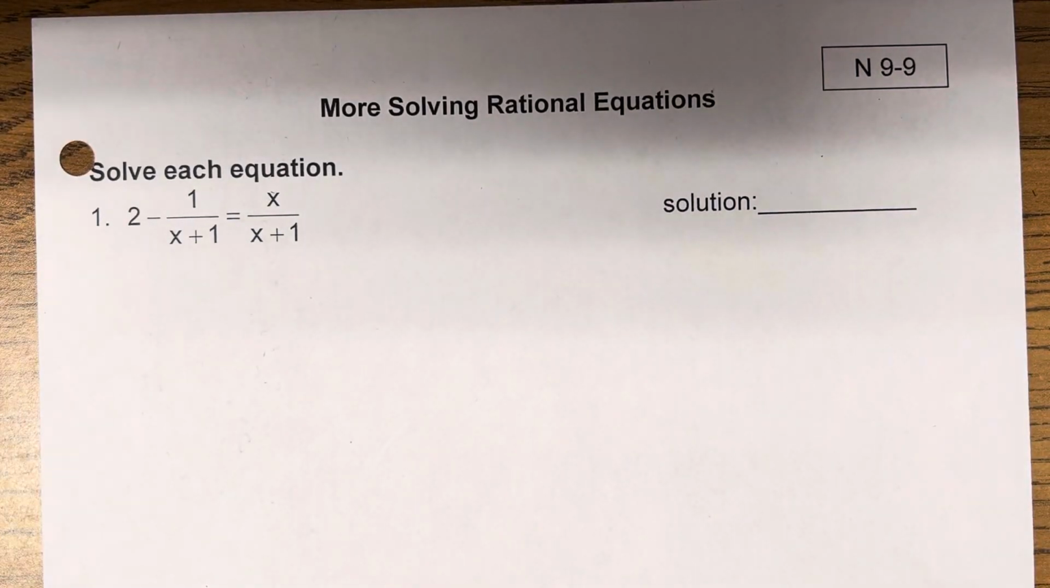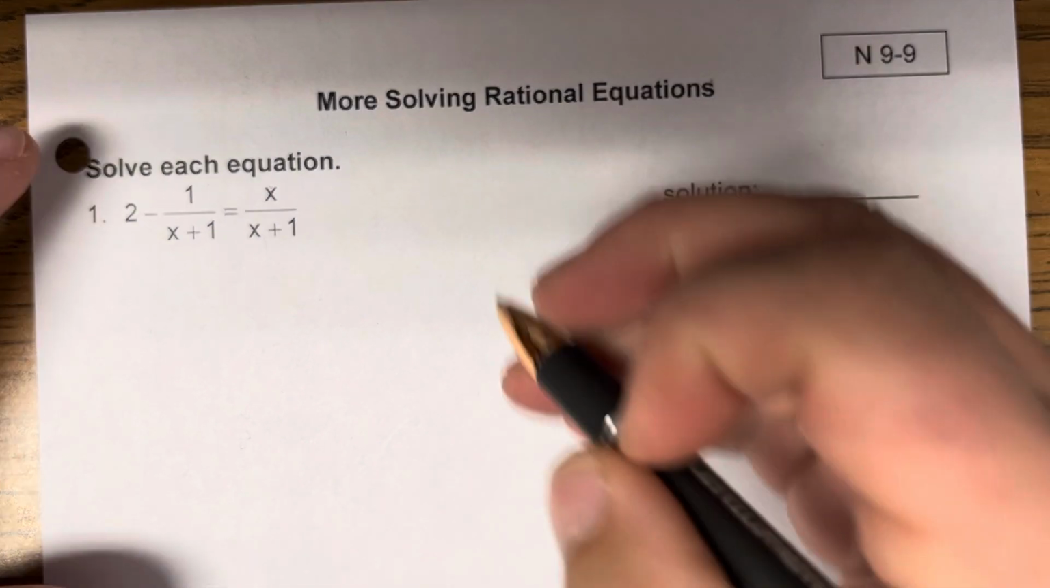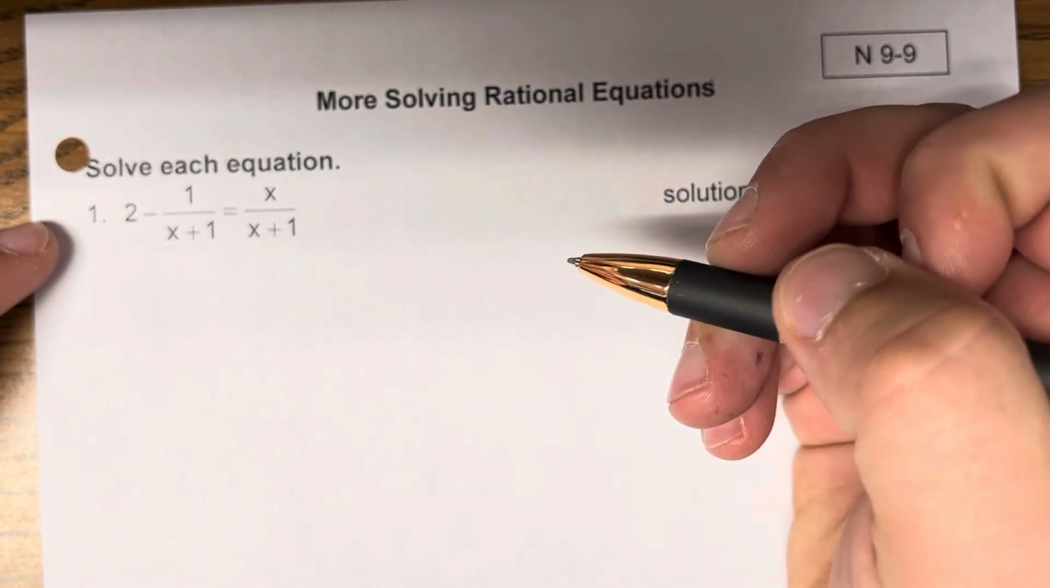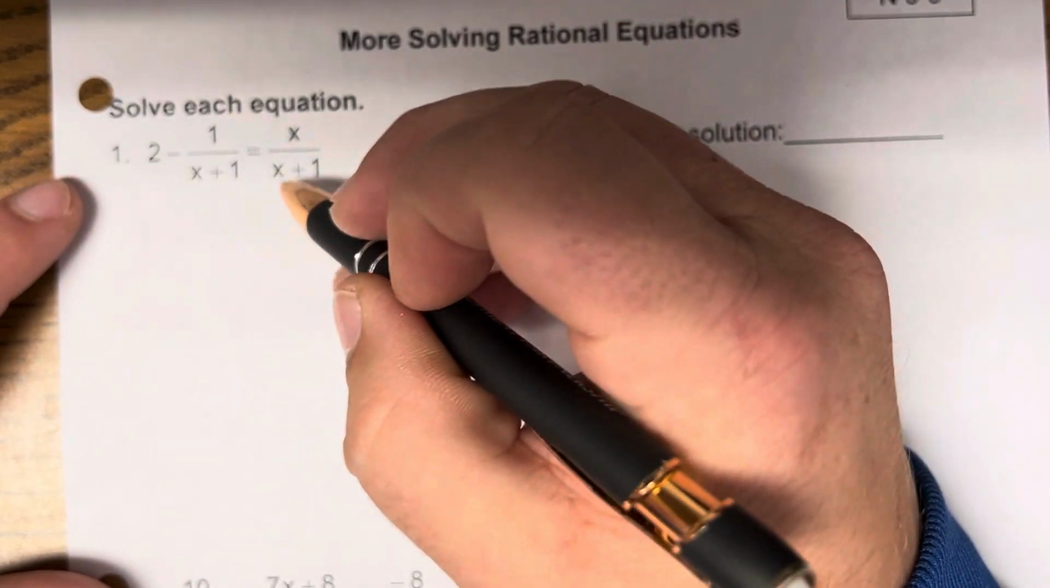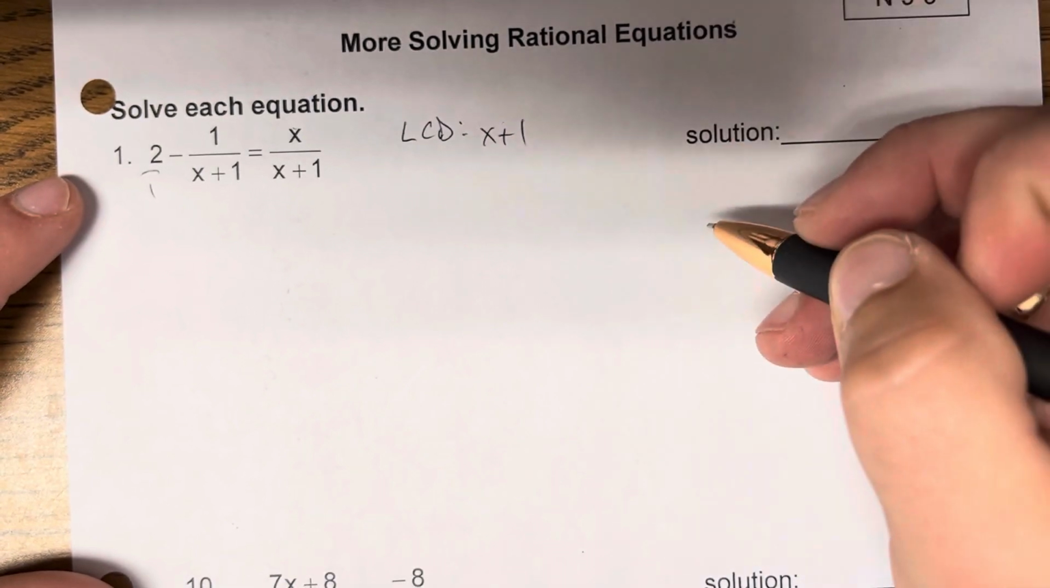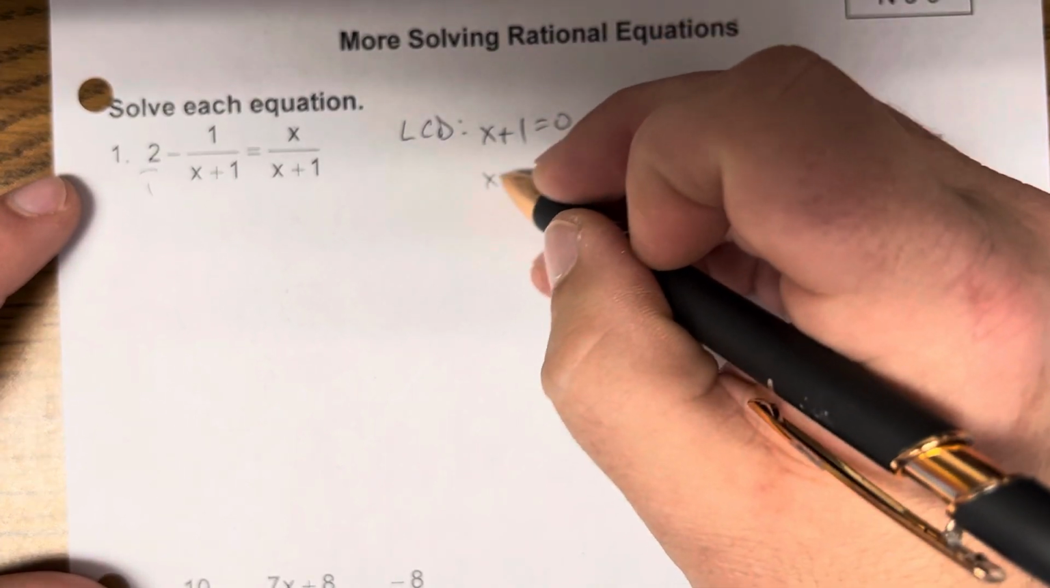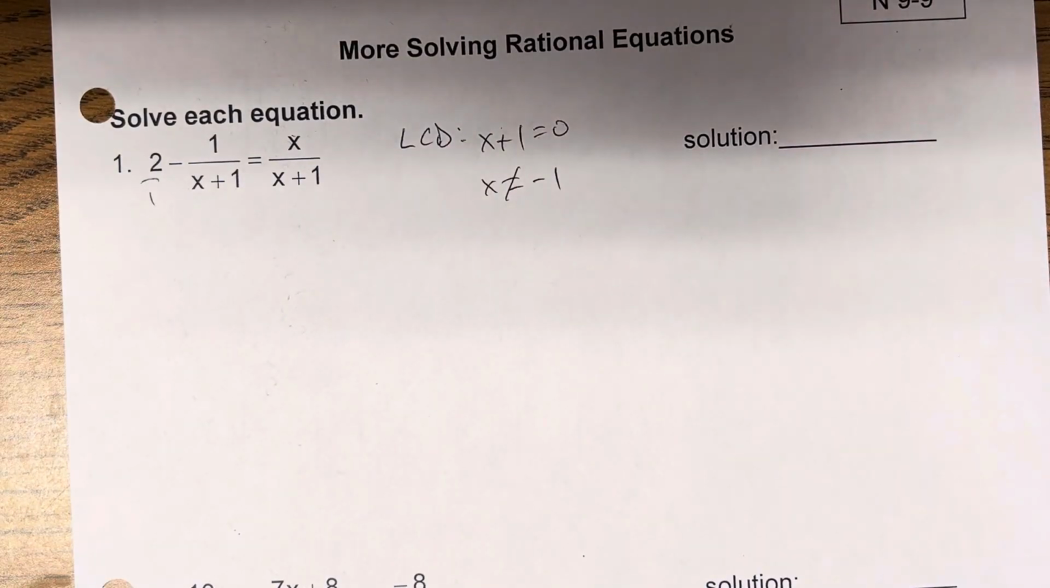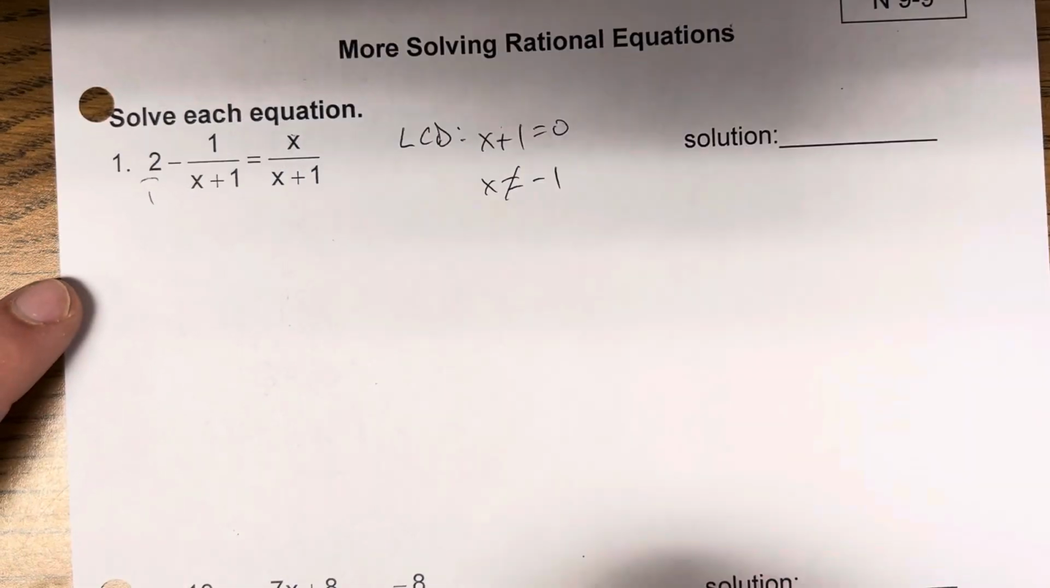All right, here's our notes for lesson 9 and more solving rational equations. Like we did the other day, the first thing we need to do is get a least common denominator. On this one, these two have x plus 1. This one doesn't have it. And so my least common denominator will be x plus 1. If I set it equal to 0, it lets me know that x cannot be negative 1. Anything else is fair game, but it can't be negative 1.